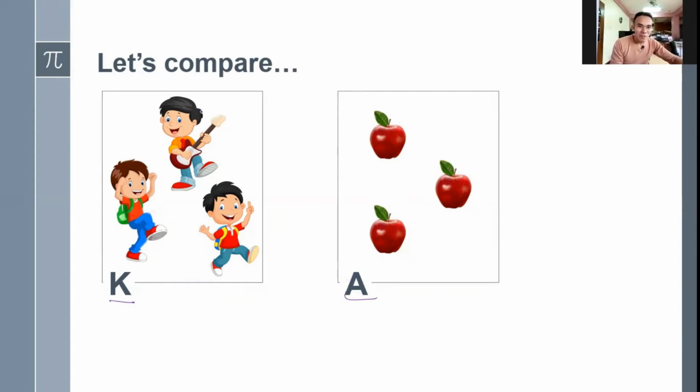We have one child to one apple. Make sure you're just going to match one person to one apple only. One child to one apple. One child to one apple. Okay, no more child here, no more apple. Oh, there's no excess in both groups.